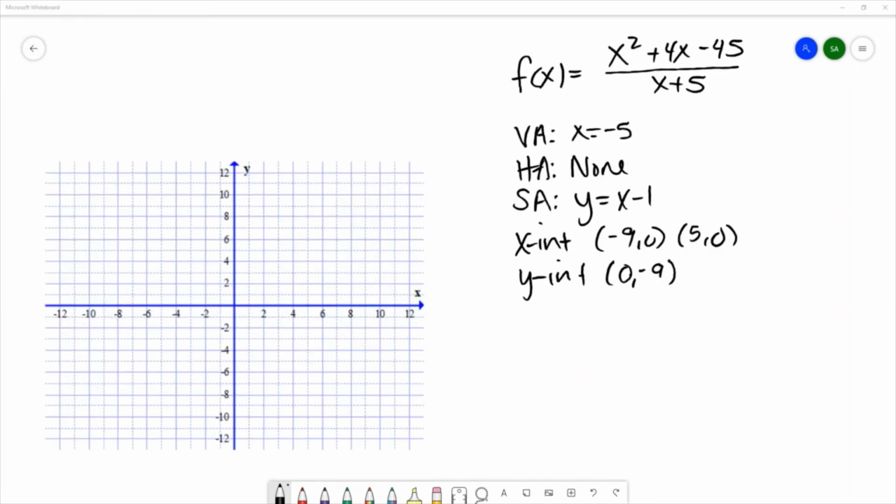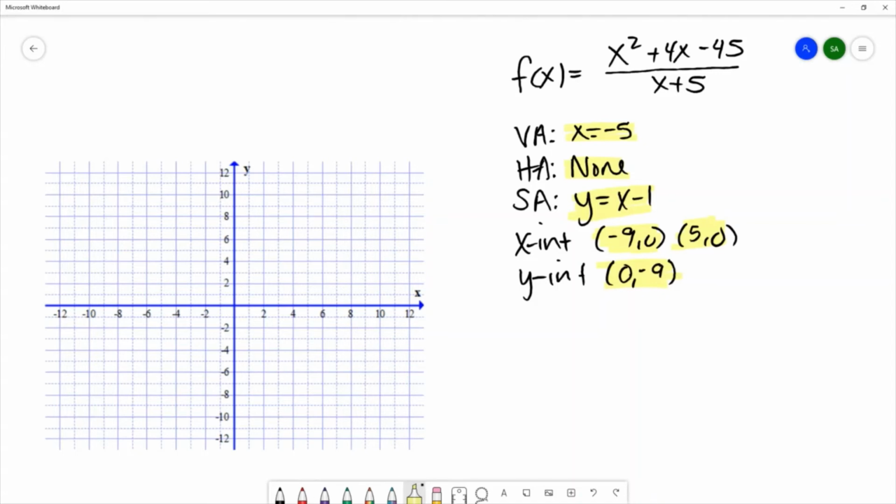So I'm almost ready to start graphing our rational function. I've written here a summary of everything that we figured out so far. We have a vertical asymptote at x equals 5. We ended up with no horizontal asymptote. We have a slant asymptote at y equals x minus 1. We have 2 x-intercepts, one at -9 and one at +5, and a y-intercept at 0, -9.